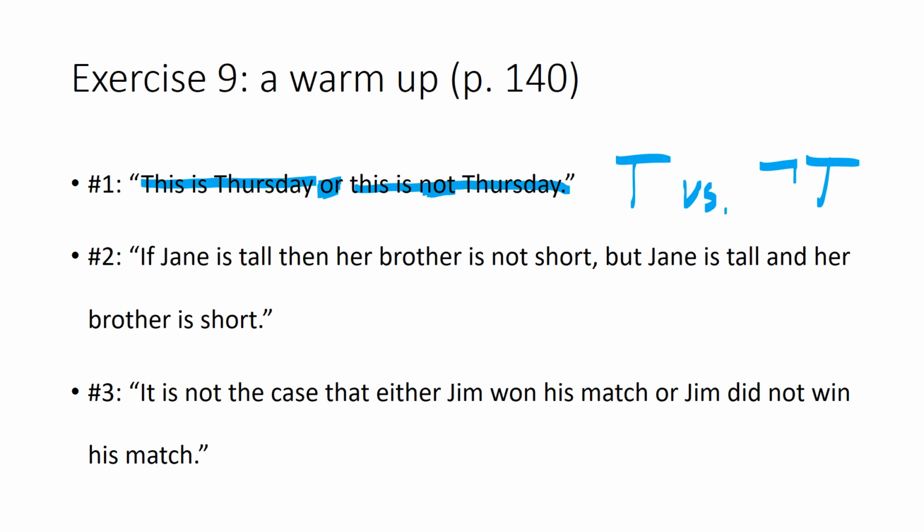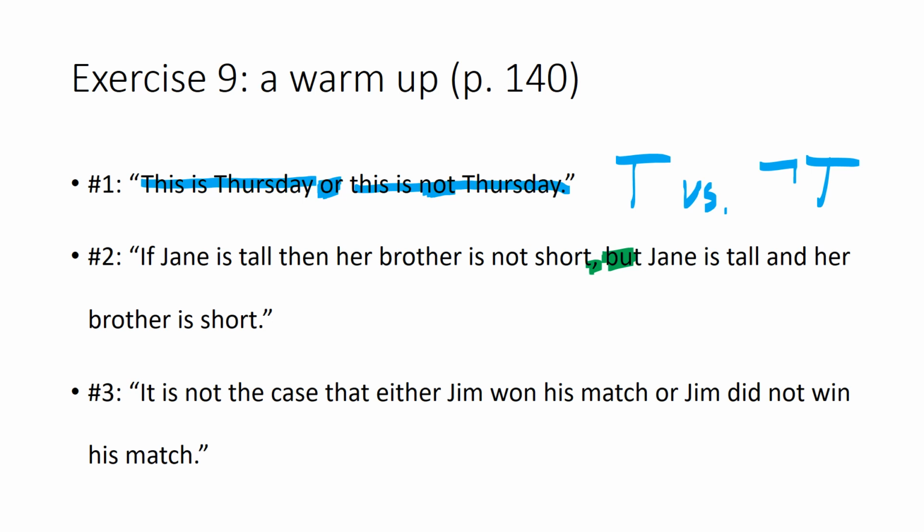In number 2, we're given the proposition, if Jane is tall, then her brother is not short, but Jane is tall and her brother is short. It's a very long sentence, and it's a little bit confusing in how we should interpret this, but I think we should notice this comma here, so I think what we have is a conjunction overall. So this but is really treated as if it is an and. We can do that in everyday speak.